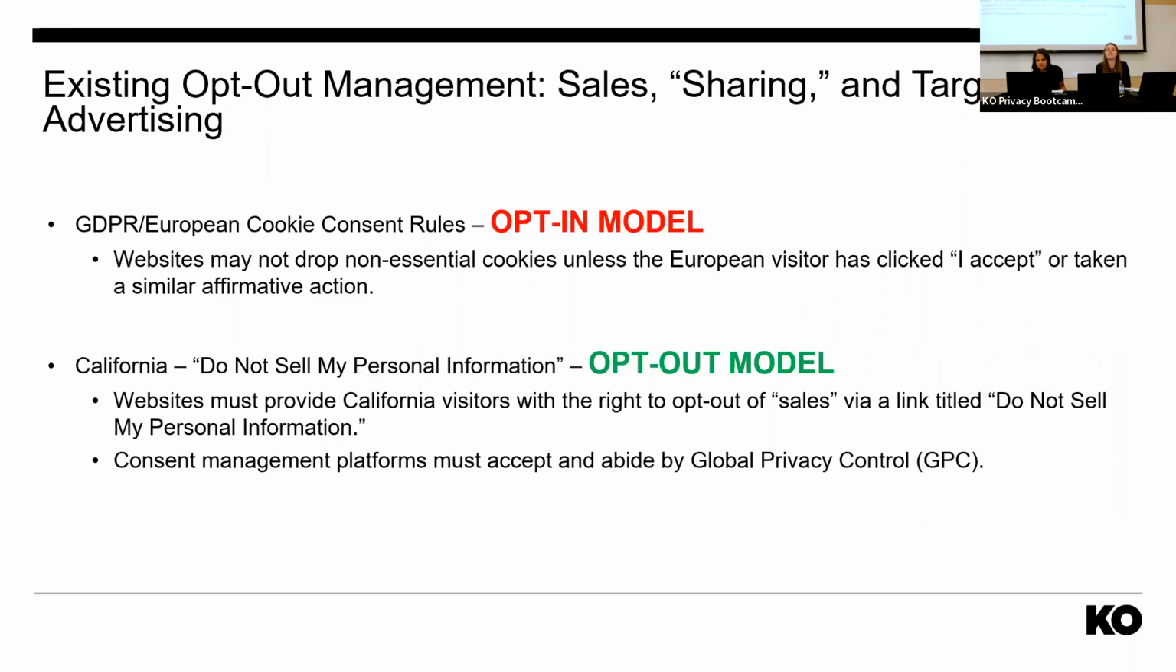European laws say that we can't drop any non-essential cookies until a user clicks I accept or makes some other affirmative action indicating that they consent to the collection of their data by those third-party trackers. Whereas in California, we have the do not sell my personal information requirement, which is an opt-out. So we can still drop non-essential cookies on our visitors coming from California, but we have to give them the right to opt out of that data collection to the extent it constitutes a sale.